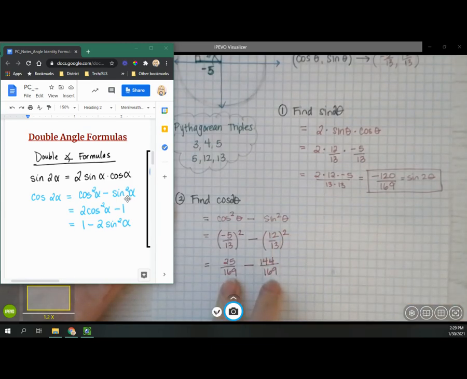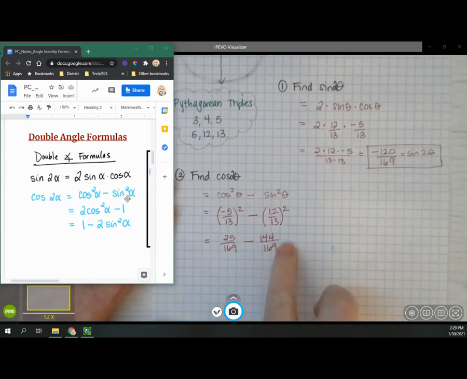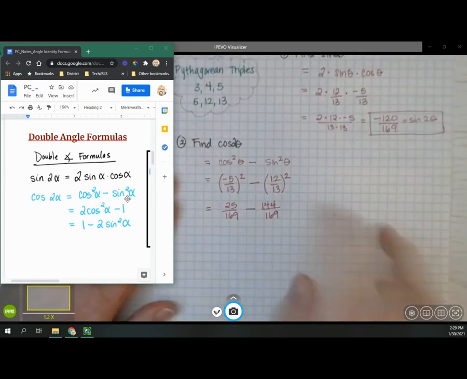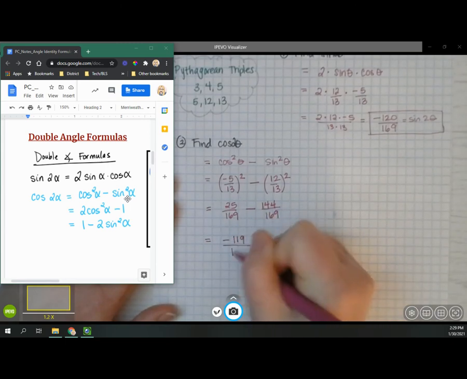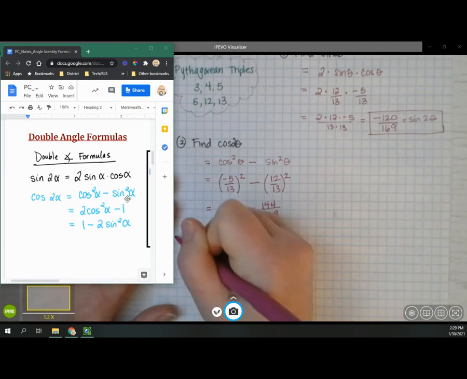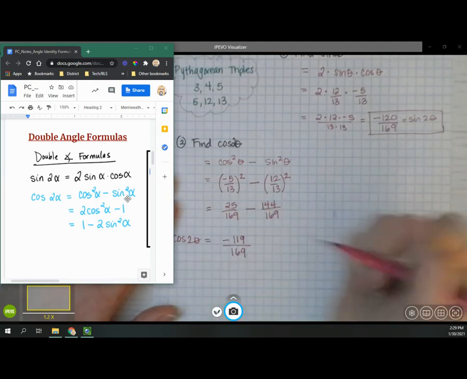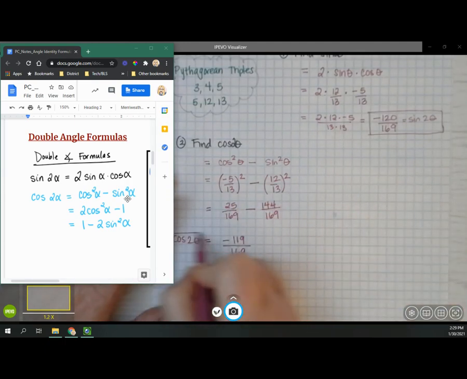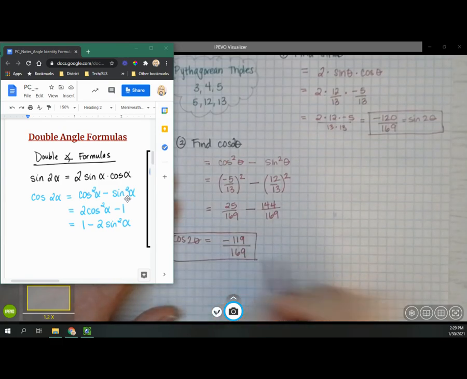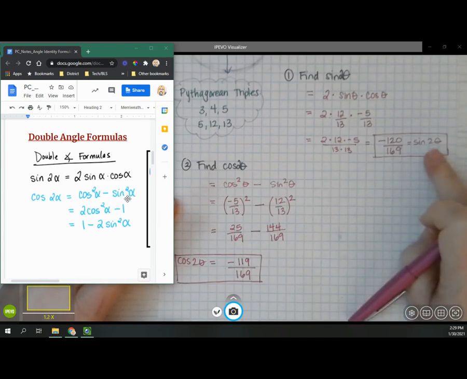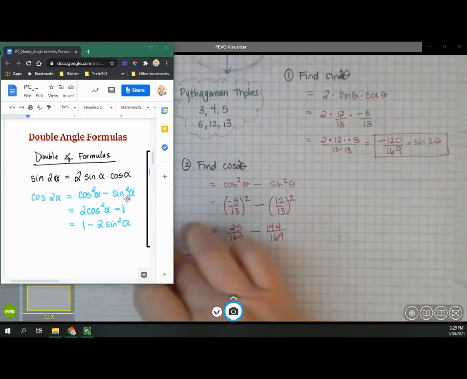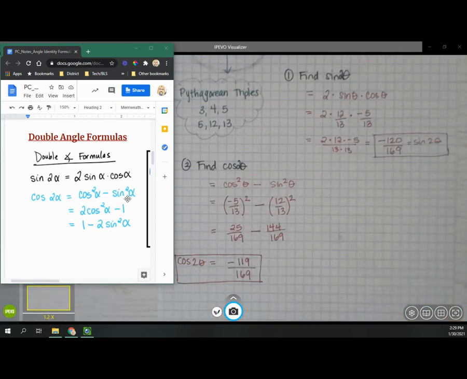My denominators are the same, which means I'm going to subtract the tops and leave the denominators alone. 25 minus 144 gives me a -119 over 169. So cosine of 2 theta is -119 over 169. So by using my formulas, I was able to find sine 2 theta and cosine 2 theta. To see how to use the other 2 formulas for cosine, go ahead and watch the next video.